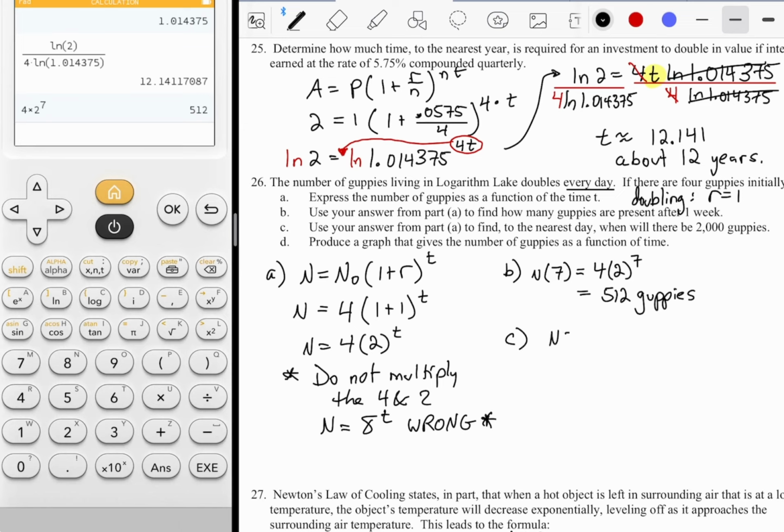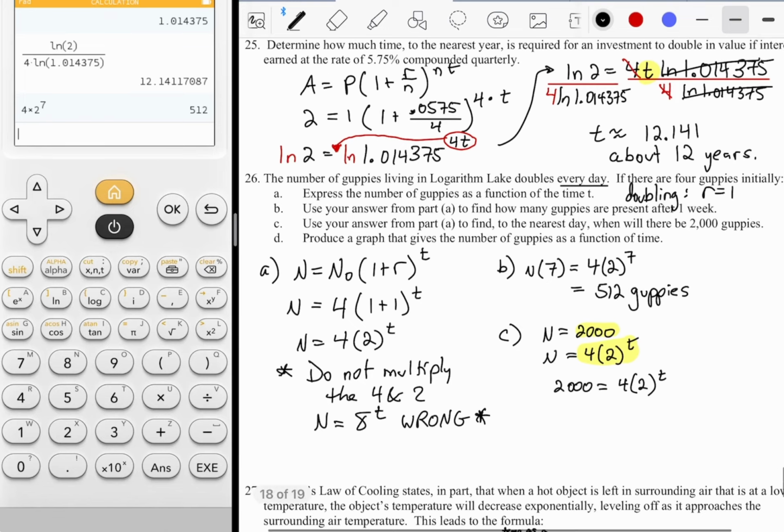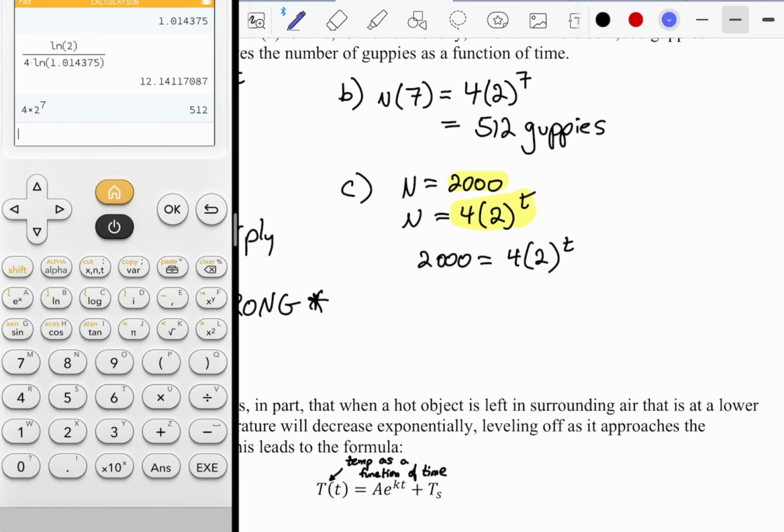So that's saying n is going to be equal to 2,000. If we know n is equal to 4 times 2 to the t power, then we could set this equal to this. All right, so 2,000 is equal to 4 times 2 to the t. I could divide out the 4.